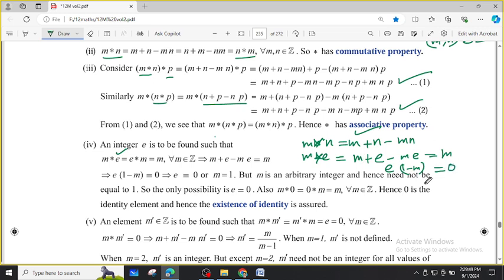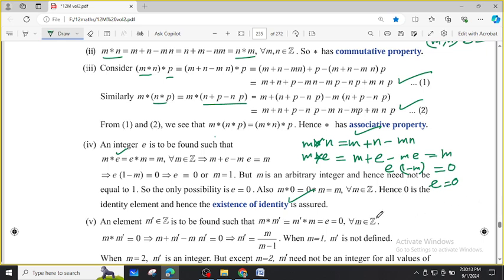M gets cancelled. So what is your E? E is also equal to 0. E equal to 0. If you put M equal to 1, it becomes a problem. M is an arbitrary integer, hence need not be equal to 1. So when you take E equal to 0, that is your identity. If you put 0, you can get M again.